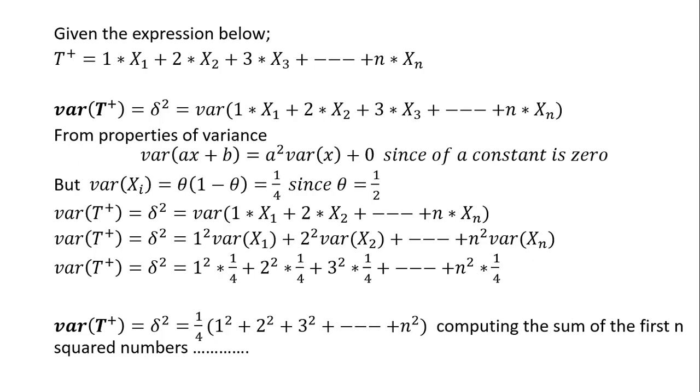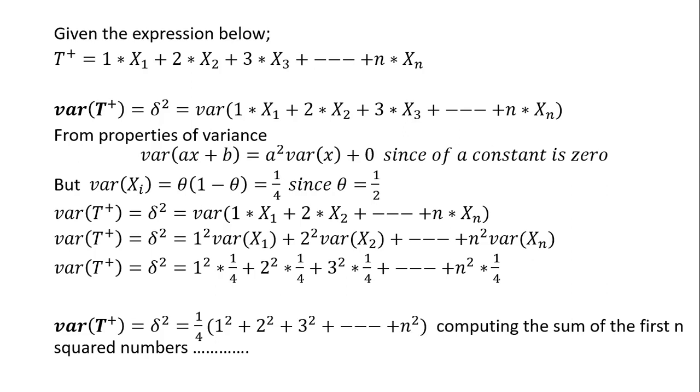So the variance of T plus will be the same as 1 squared variance of X1 plus 2 squared variance of X2, up to n squared variance of Xn. You can see from this expression that it is the same as 1 squared times a quarter, because a quarter is the variance of that random variable, and all random variables have the same variance since they all follow a binary distribution. From this expression, it is evident that 1 over 4 is a common factor which can be taken out, and we have 1 squared plus 2 squared up to n squared, which is the sum of squares of the first n natural numbers.